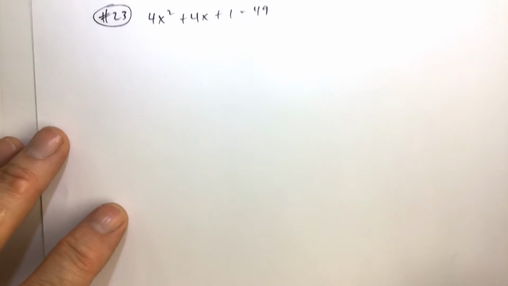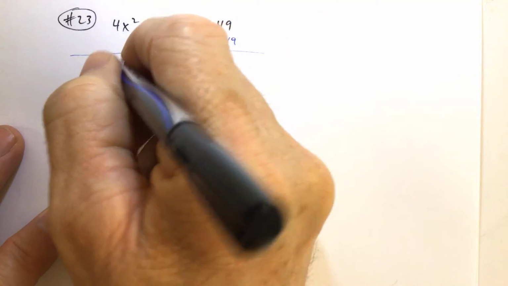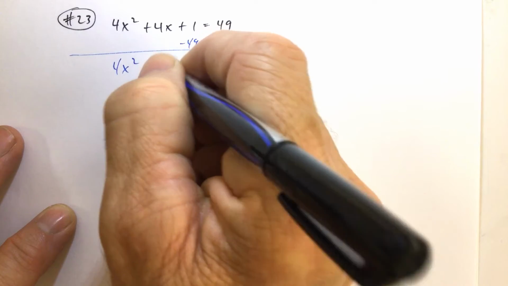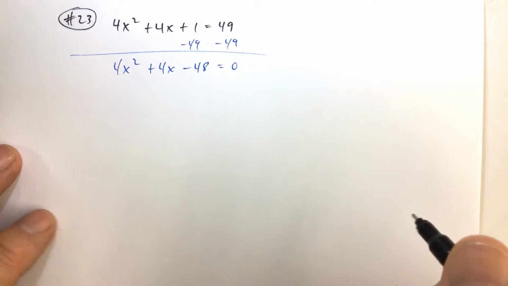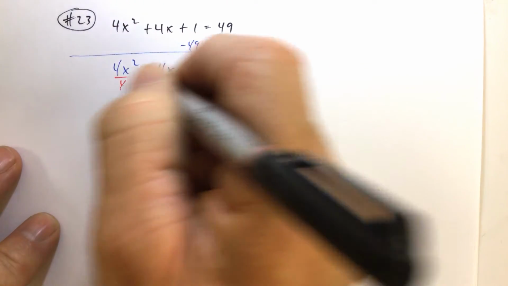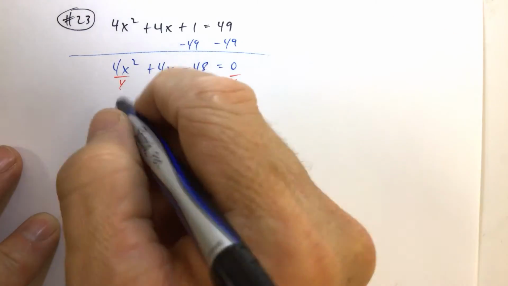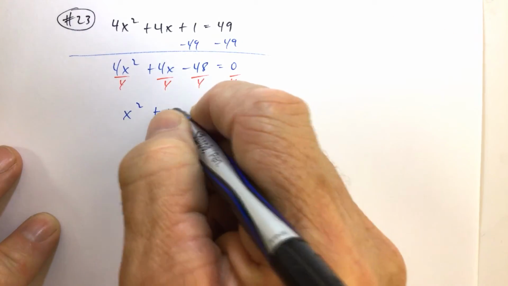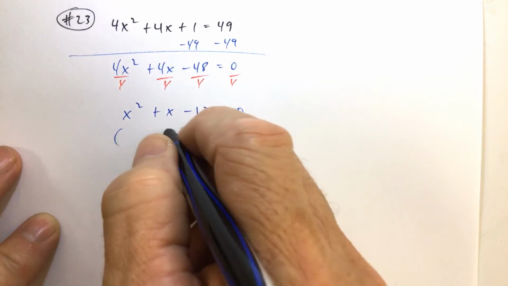Do we need the quadratic formula in this next one? Let's try number 23. We're going to subtract 49 from both sides. And we get 4x squared plus 4x minus 48 equals 0, because we need all the terms to one side because it's a quadratic with a linear term. We're going to go ahead and divide both sides by 4, which gives us x squared plus x minus 12 equals 0. And this factors as well.